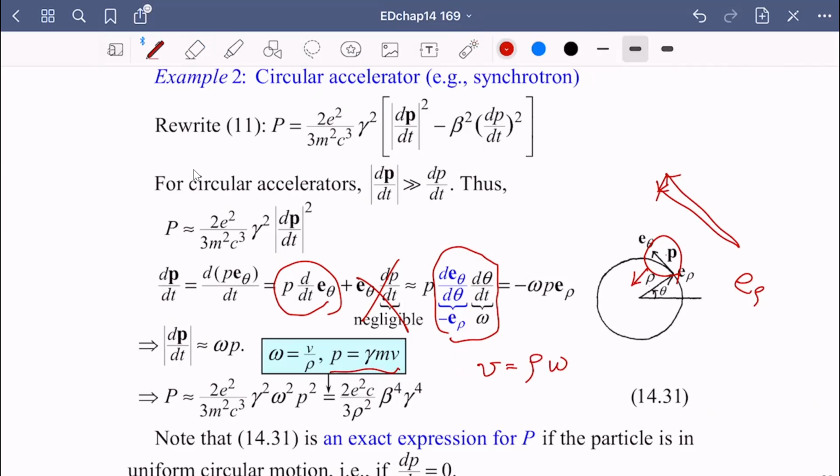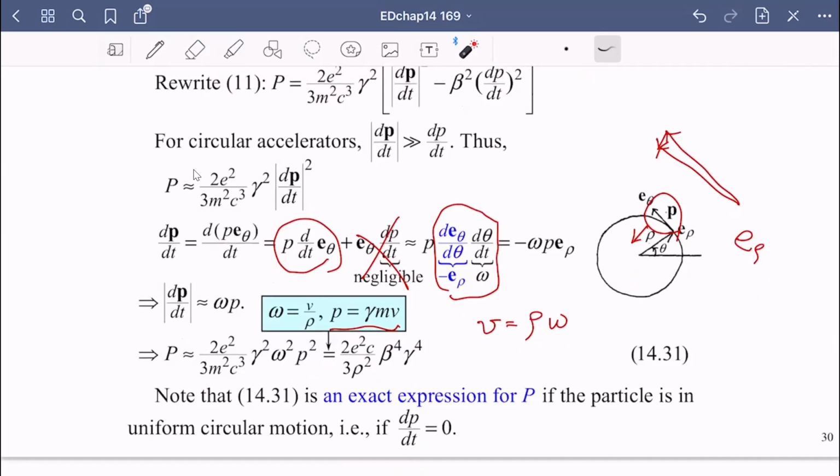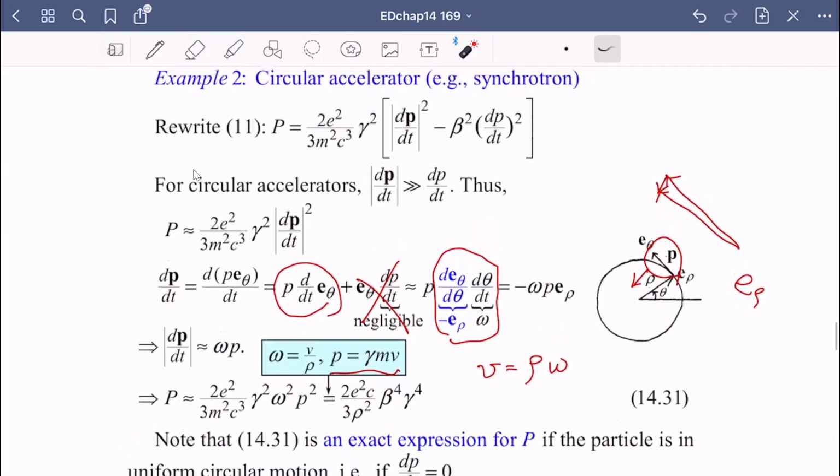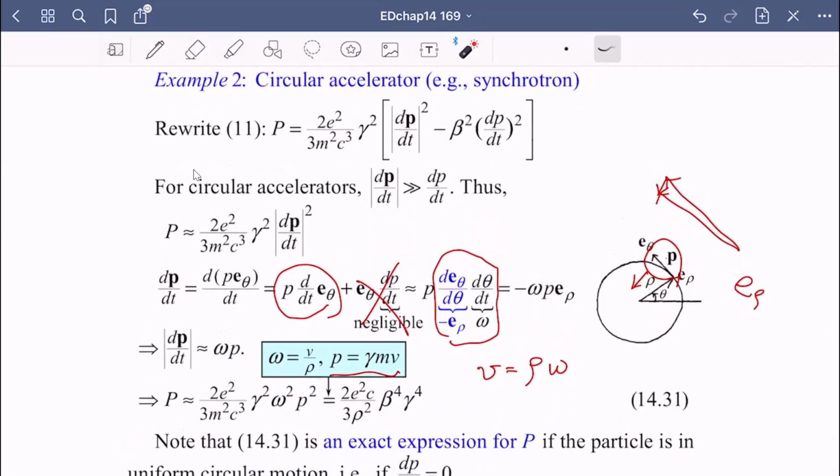Just substitute everything into this one. So eventually, what do we have now? From here, omega can be rewritten as V over rho. Okay, this gives the exact expression for P if the particle is in uniform circular motion. But actually, for synchrotron radiation, it's not purely circular motion.